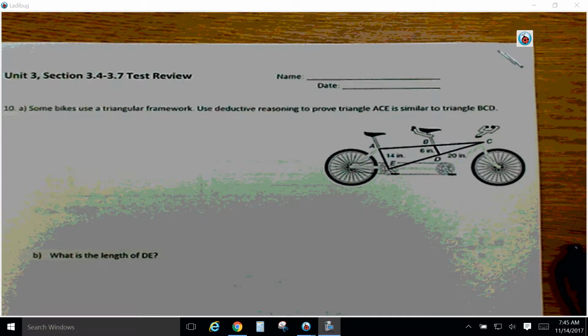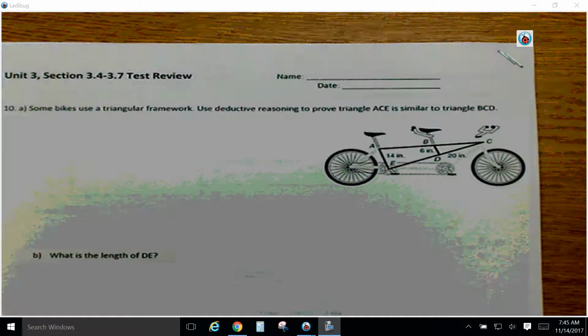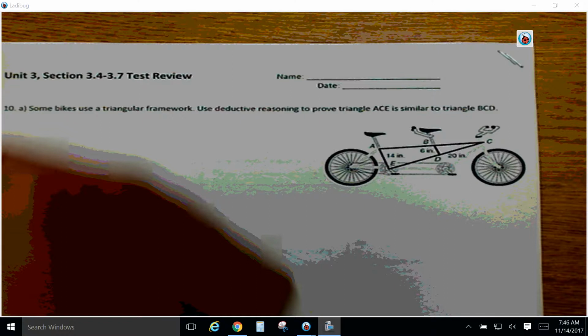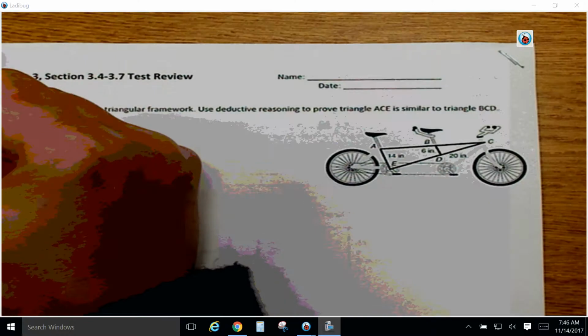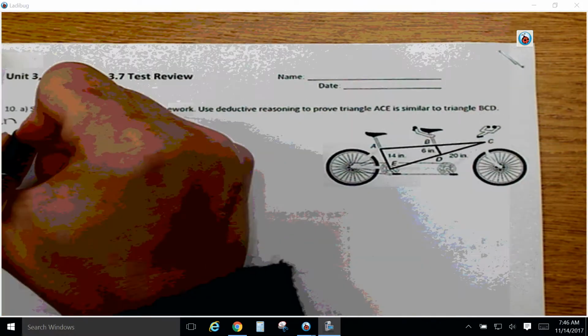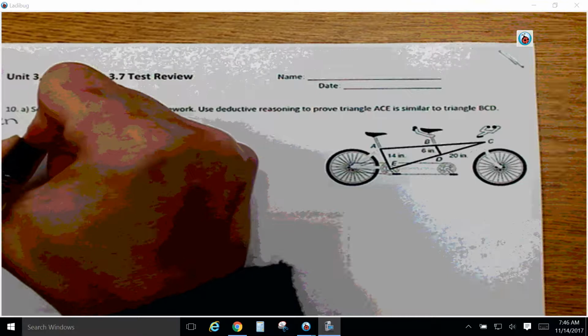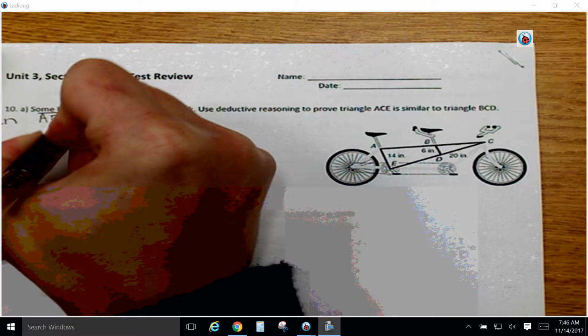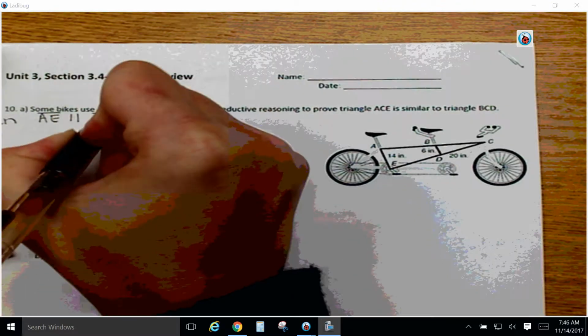Okay, so let's look at number 10. For number 10, there's one thing that should have been given to you that was not. So I'm just going to add a given to this. Given that line segment AE is parallel to line segment BD.